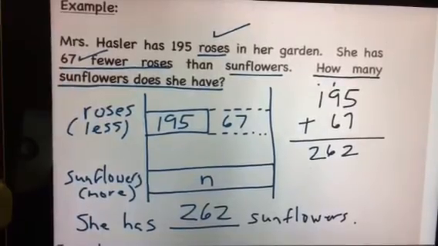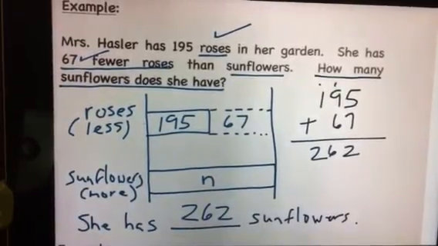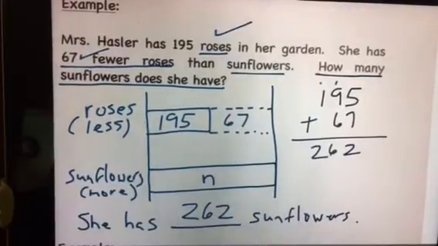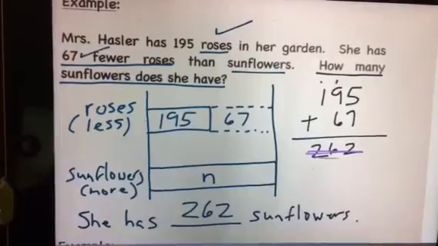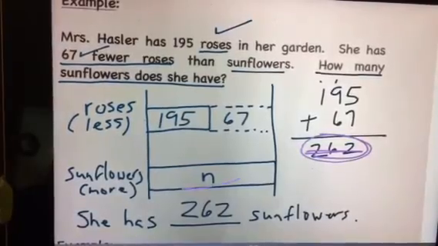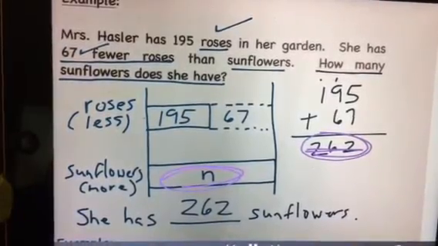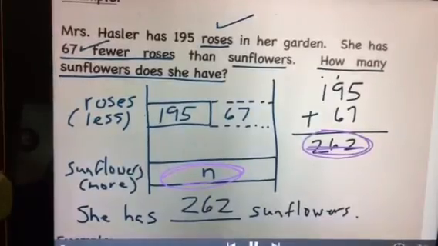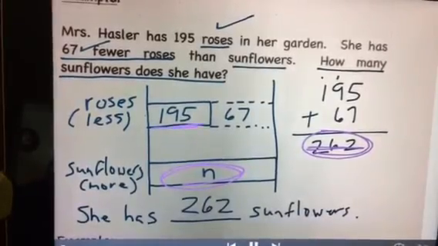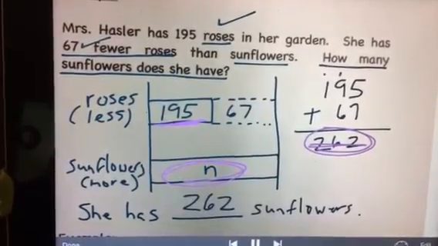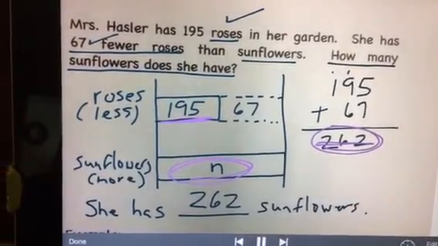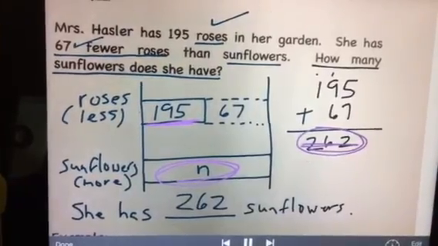Step number 8, does your answer in the blank make sense? Yes, it does, because we see that this is the number that fits right here. And we know that there are more sunflowers than roses. So yes, the number makes sense. And that is how we solve a problem that is comparing sets.